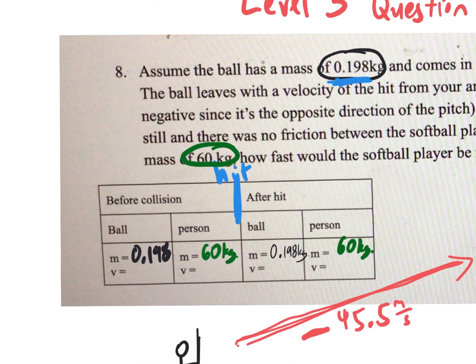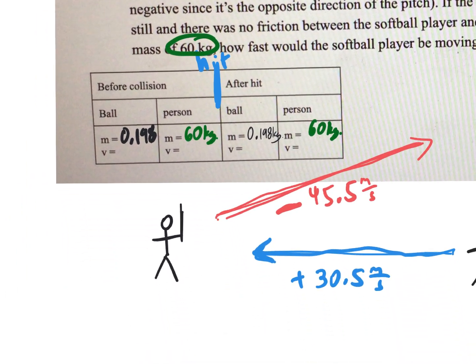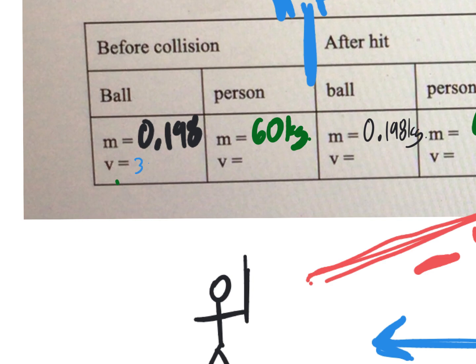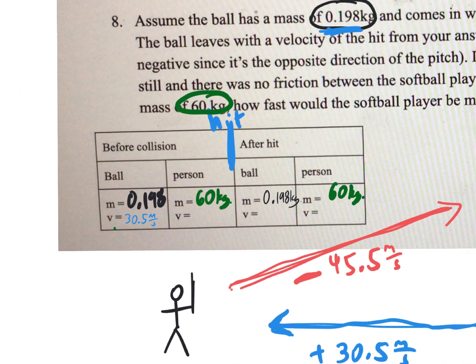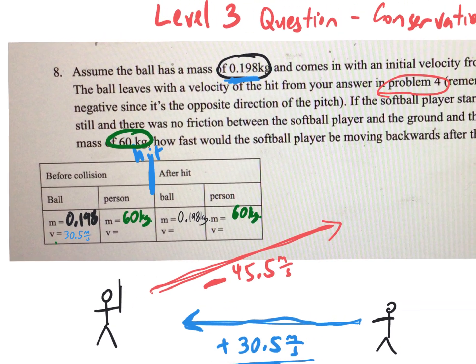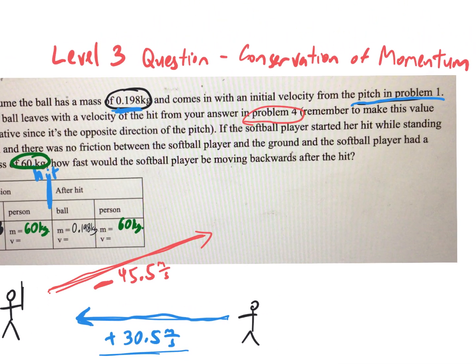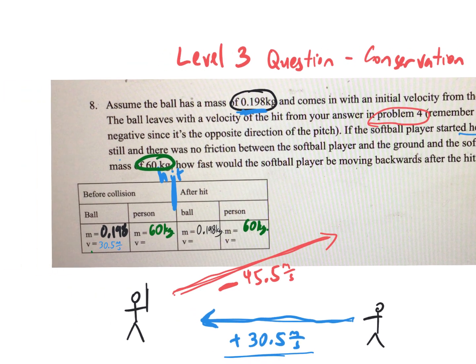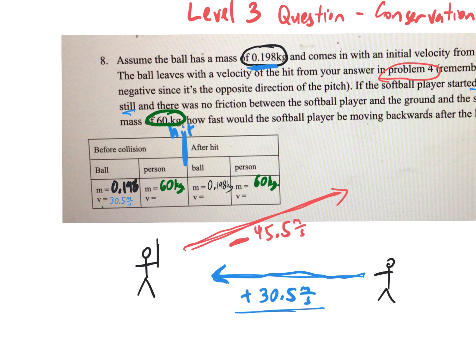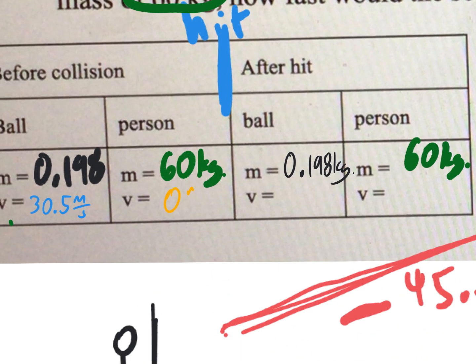All right, now for the velocities. The ball, before the collision, is moving in at 30.5 meters per second. So I'm going to put in 30.5 meters per second. The person is hitting a softball pitch, and it says that she starts her hit while standing still. Since she's starting her hit while standing still, I know that she's going to start with a velocity of 0 meters per second because she's not moving.